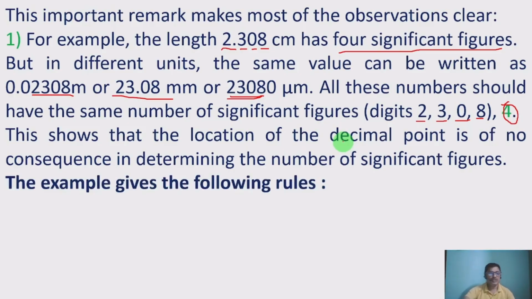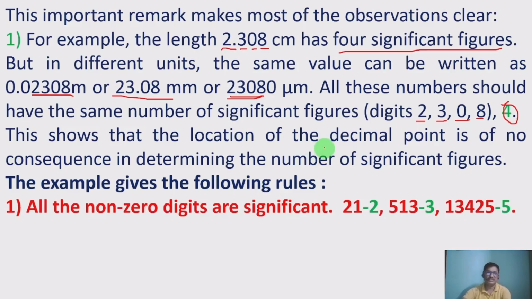Further moving, the example given with the following rules. From this, some of the rules we are going to take. The first one: all the non-zero digits are significant. Here, 2, 3, 8 are significant as per the first rule.